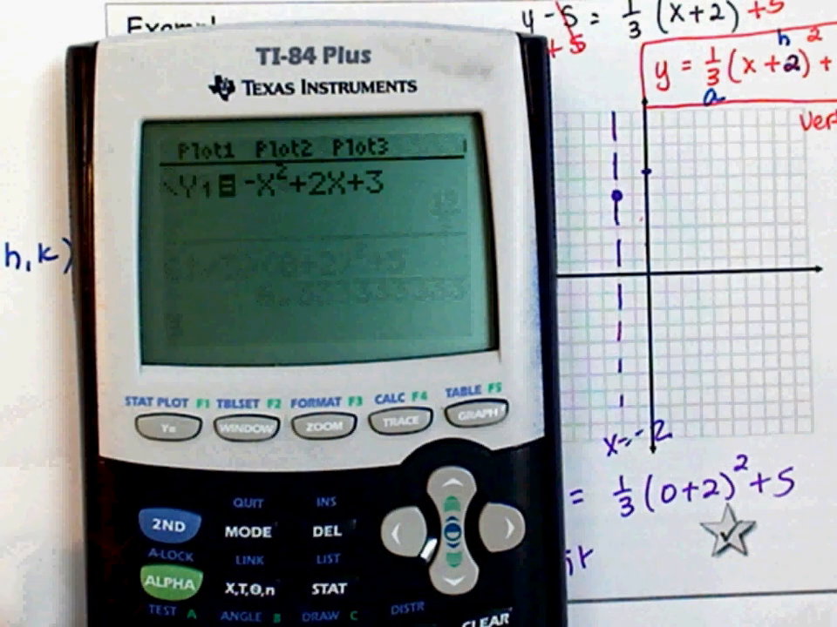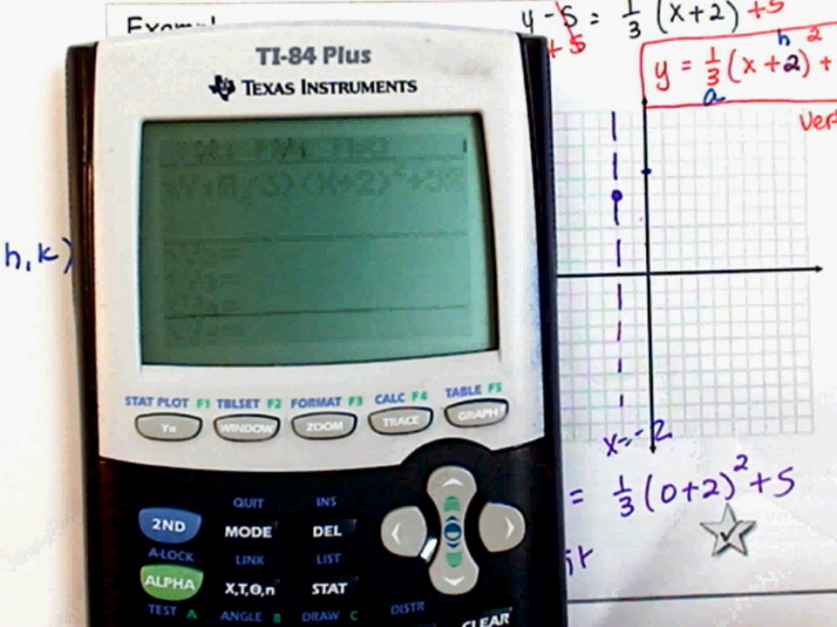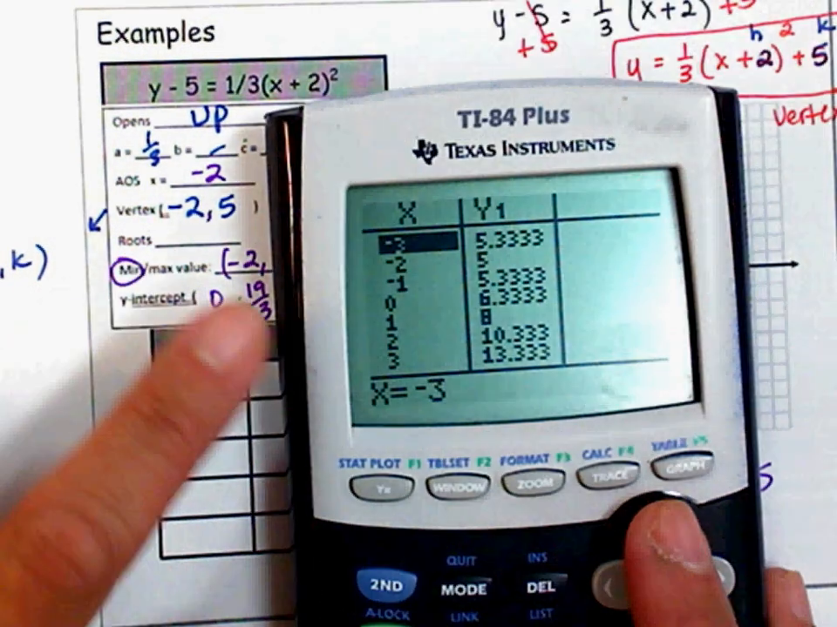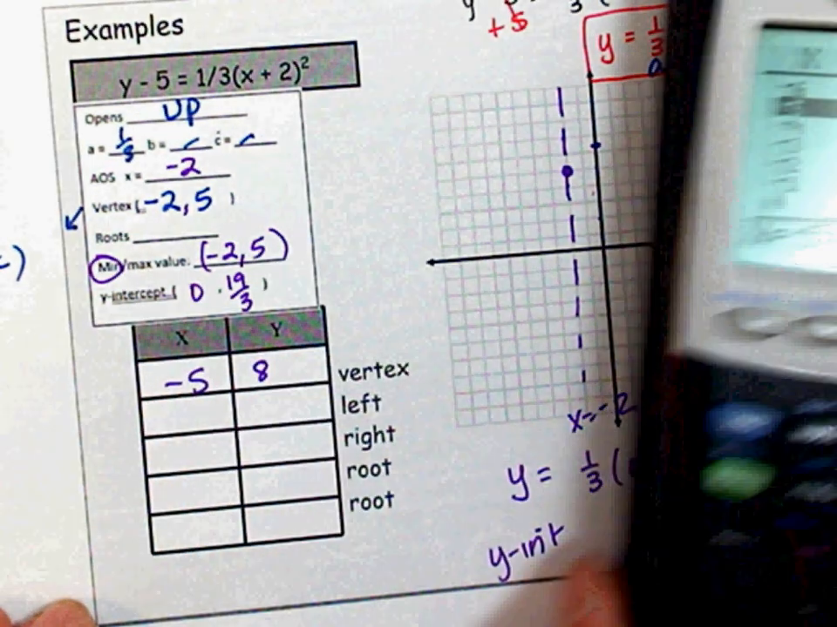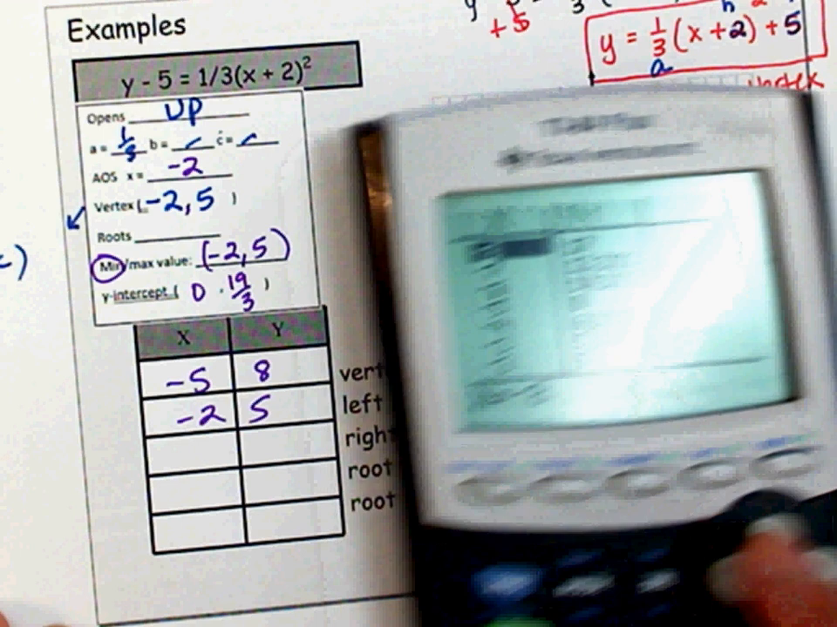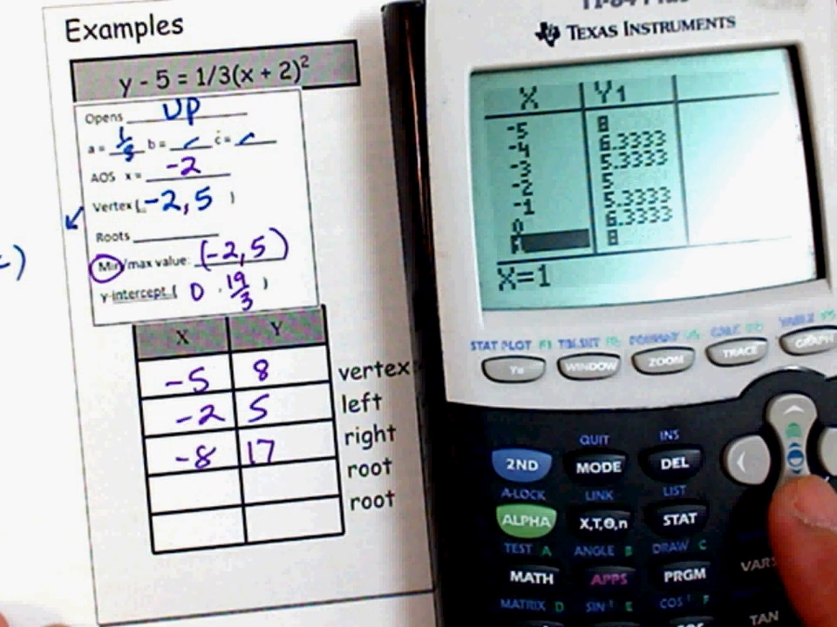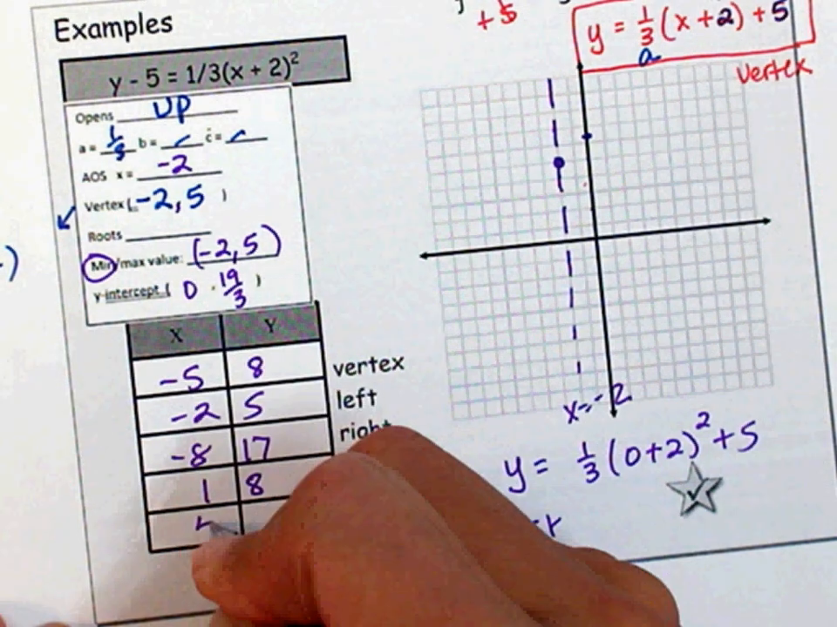Y equal, here we go. I like to put parentheses around my fraction, just I'll let you know. So we have x plus 2 squared plus 5. Go to your table, go find your 2 and 5. Okay, I honestly don't like my decimals, so I'm going to go negative 5 and 8. Okay, and then you have negative 2 and 5. Let's see if we can go up some more and get negative 8 and 17. Okay, let's go down, that's up to you, 1 and 8. Let's go find another whole number, 4 and 17. And I'm going to graph these instead.